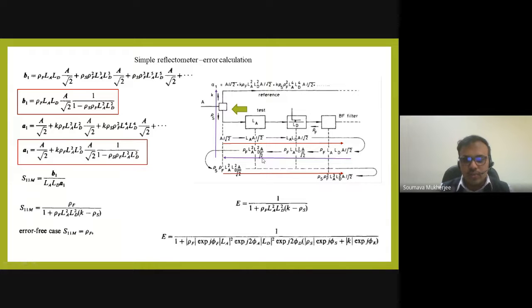So if you want to see the error function, that's what the case is, and if you see it in magnitude and phase form, that's how complex it will look. Ultimately, it is just a function of this K and rho s, which are the imperfect 3 dB splitter properties. That will define how much error we can get. This is only when you are trying to measure the S11, that is the reflection coefficient.